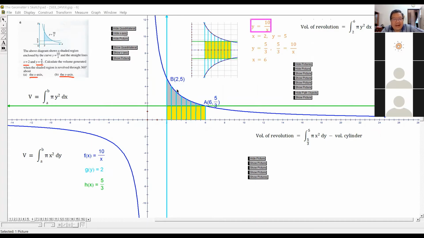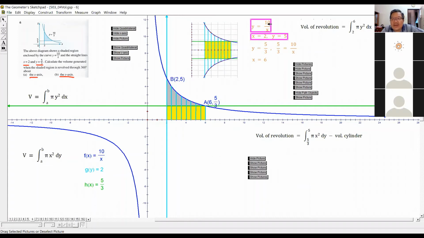Another line here, the long blue line, is x equals 2. It is given in the question. The green line is y equals 5 over 3. The blue line is x equals 2. So I use this x equals 2.